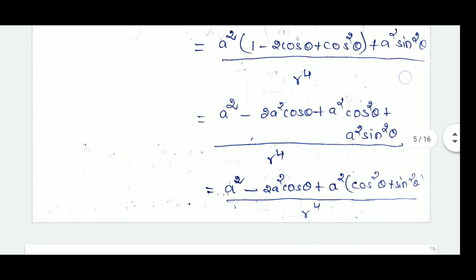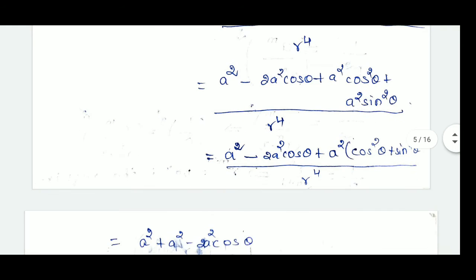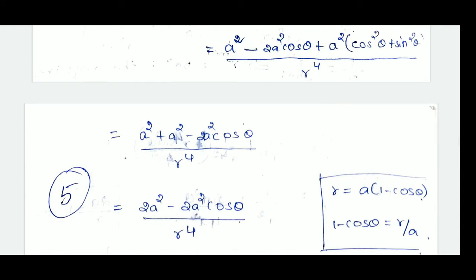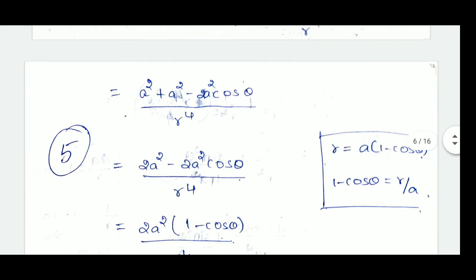Next step, the first two terms we write as it is: a² − 2a² cos θ. For the last two terms, a² is constant, so we can take it outside: a²(cos² θ + sin² θ). Cos² θ + sin² θ gives 1. So (a² + a² − 2a² cos θ)/r⁴. A² plus a² gives (2a² − 2a² cos θ)/r⁴.